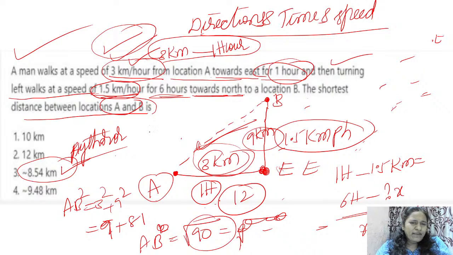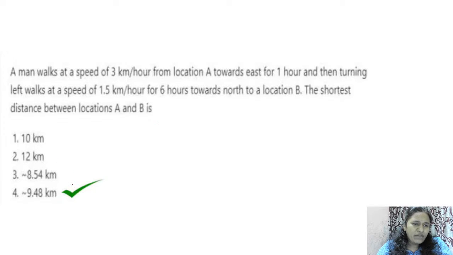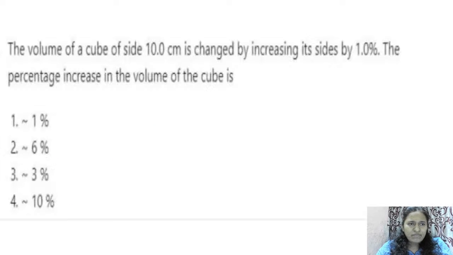81 plus 90. 90 we can say is nearly 10. That means we can take 9.48 kilometers. If we do the square of 9.48, we will get nearly 90. That's why 9.48 is the right answer.